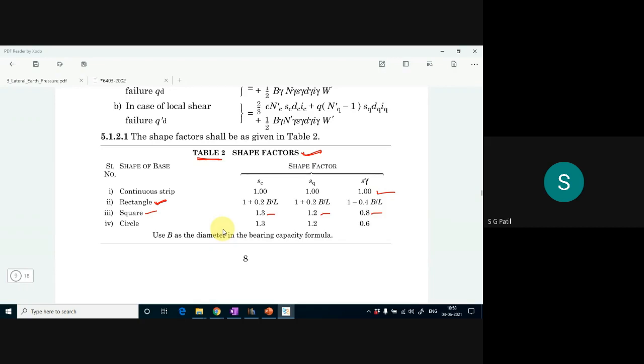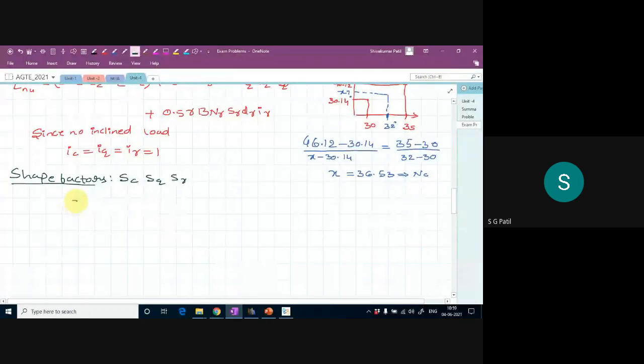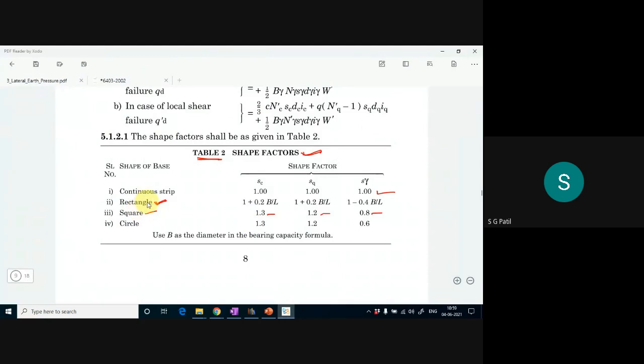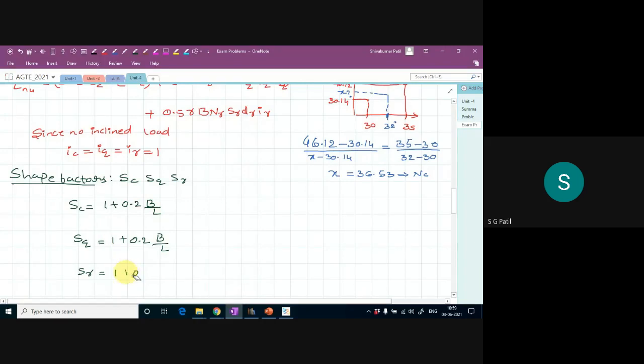Then I should use 1 plus 0.2 B by L, and 1 minus 0.4 B by L. Okay, so let us write here. What is the SC formula? SC is equal to 1 plus 0.2 B by L. SQ also 1 plus 0.2 B by L, and S gamma is equal to 1 minus 0.4 B by L.